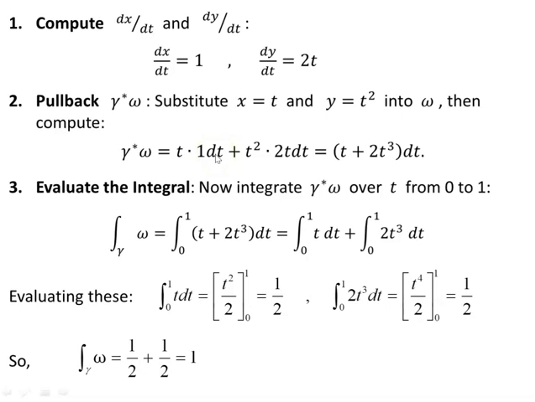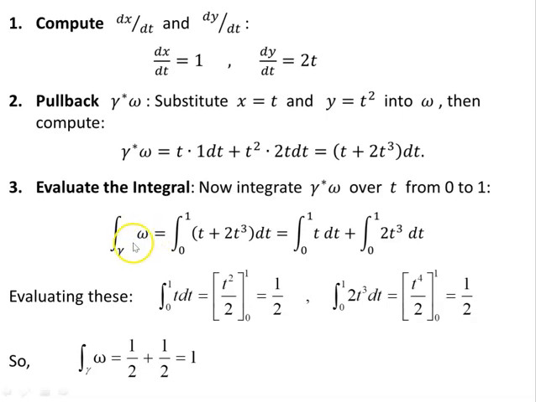So remember, this was x dx, and dx is 1 dt. This was y, t squared. dy is 2t dt there. So put all that together, take out the common factor dt, and what you've got here is t plus 2t cubed. Next step, evaluate the integral. Now integrate gamma asterisk omega over t from 0 to 1.